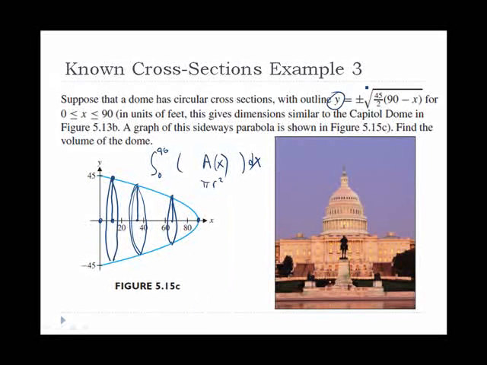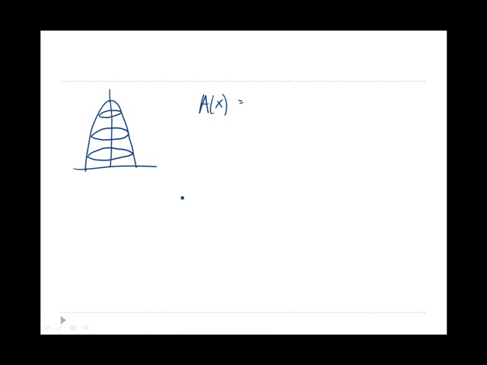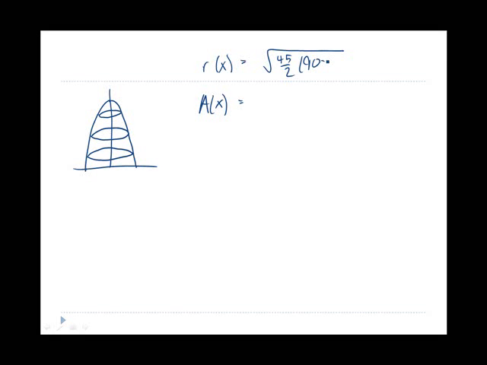And we just want that in terms of x, so we're going to use this formula right here. This top curve is the positive square root of 45 over 2 times 90 minus x. So that describes the distance from here to here, that function value. So area in terms of x then, well, first let's do radius in terms of x. The radius is just the function value, the square root of 45 over 2 times 90 minus x.